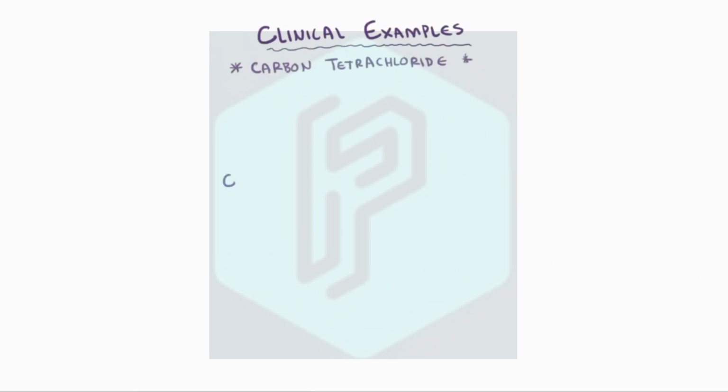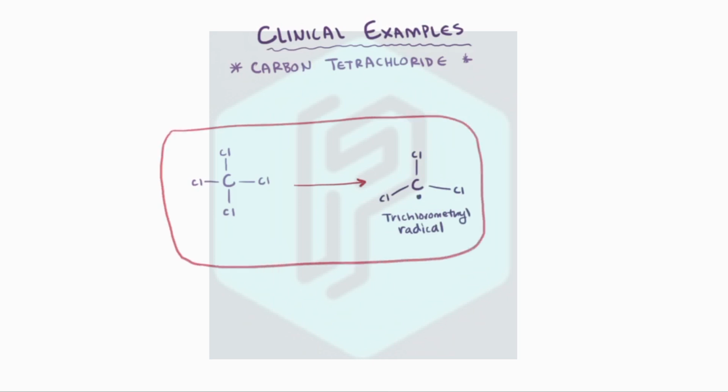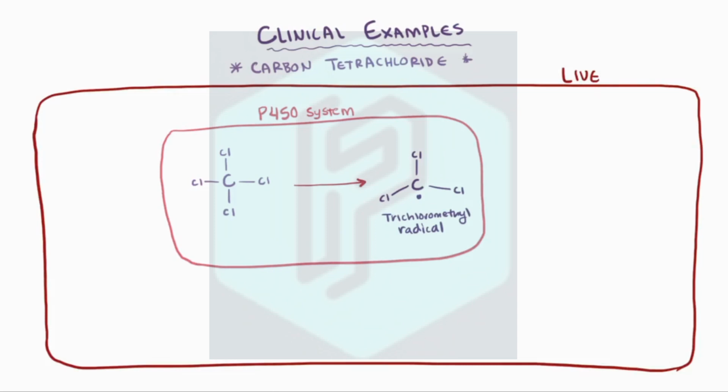Alright, so knowing what we know about free radicals, let's go over a clinical example about a chemical called carbon tetrachloride. That's 1 carbon and 4 chlorines. And this guy is actually used in the dry cleaning industry. If it gets in the blood, it's converted to trichloromethyl radical, or CCl3, which is a free radical. And this happens in the P450 system of the liver.